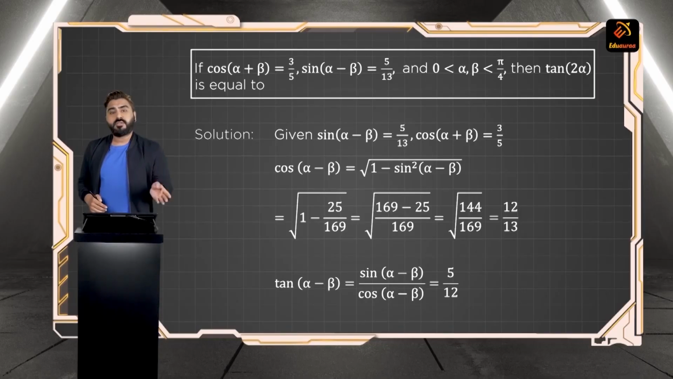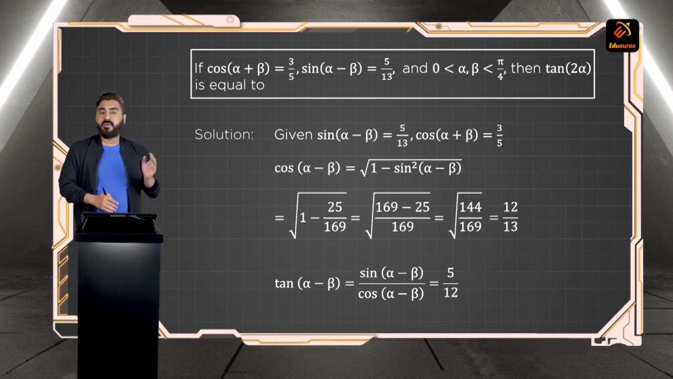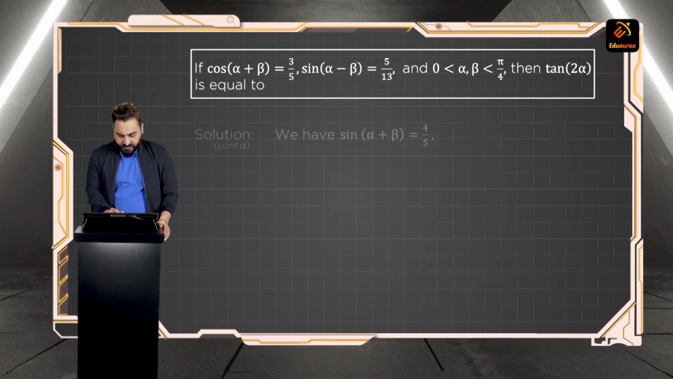Similarly students, what else do we have? We have cos(alpha plus beta). Let's find tan(alpha plus beta). How do we find it? Again, similar steps. With the help of cos, can we find sin? Using the same formula, sin(alpha plus beta) is equal to root of 1 minus cos square(alpha plus beta). We just have to rearrange the terms. But students, first we have to find sin(alpha plus beta) with the help of our identities, and the value of sin(alpha plus beta) will be nothing but 4 by 5.